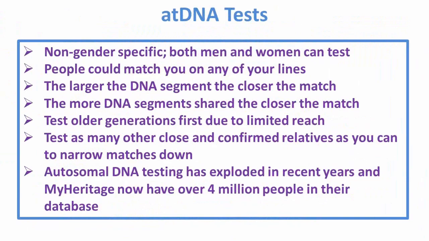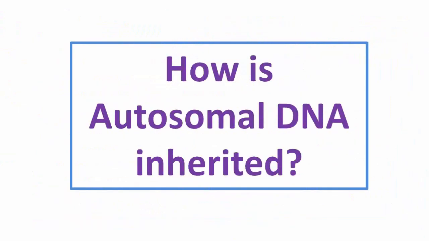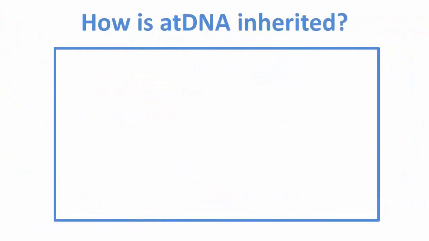Autosomal DNA testing has exploded in recent years, and MyHeritage has been at the forefront and now has over 4 million people in their database. So how is autosomal DNA inherited? This is important to understand.